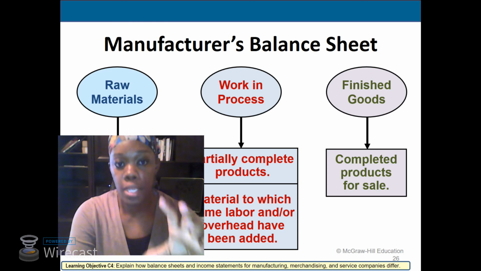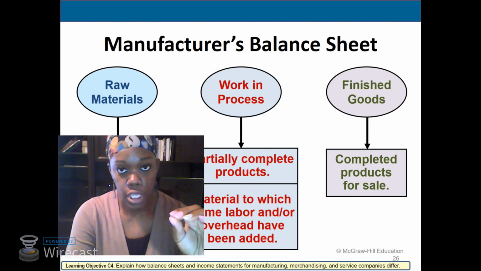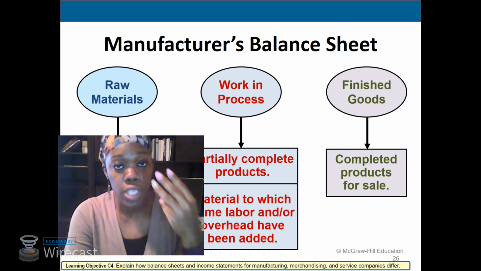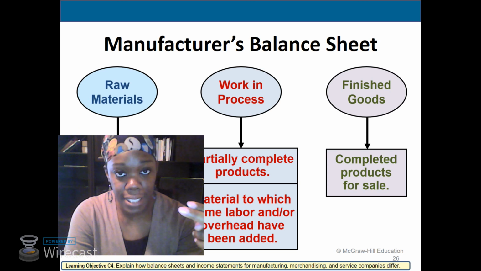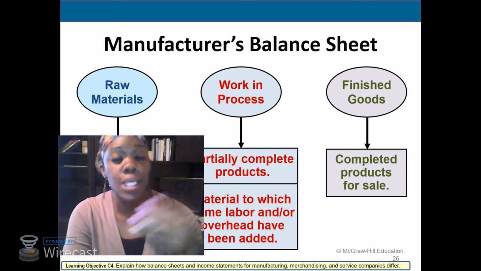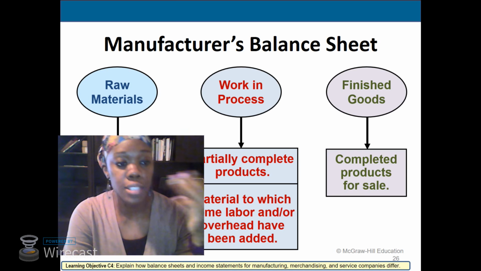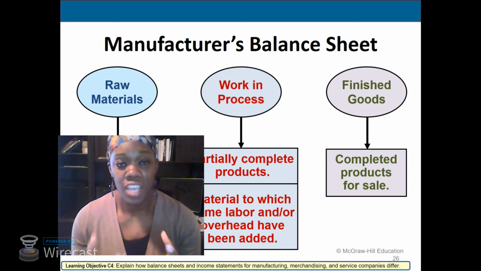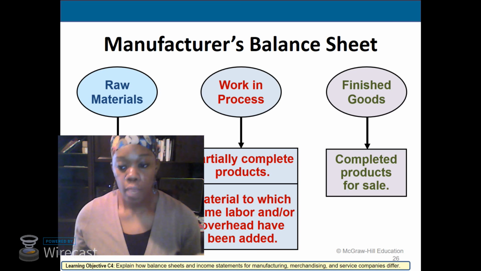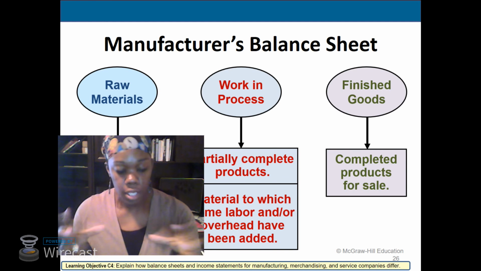So what's going to happen is on our balance sheet, we're now going to have 3 separate inventory accounts. We're going to have a raw materials inventory, a work in process inventory, and then a finished goods inventory account. And we need all 3 of those to be separate because in all 3 of those areas, they represent 3 different things, okay?